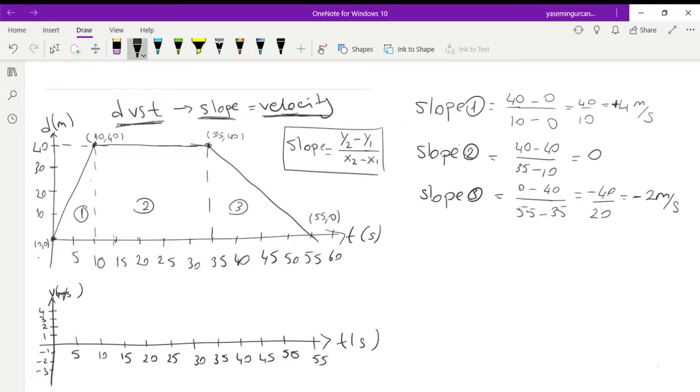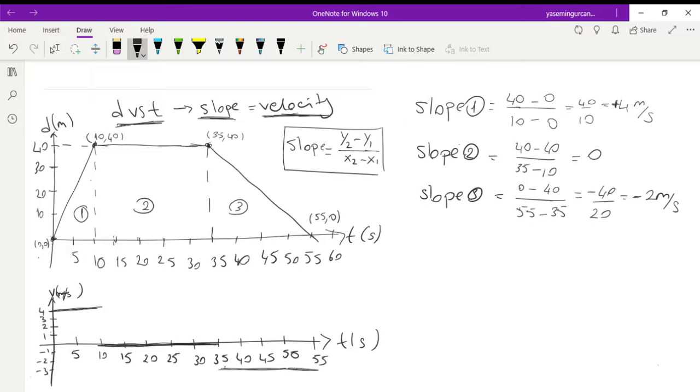Because I calculated the slopes for these three regions, I can draw a graph of velocity versus time for this specific motion. From 0 to 10 seconds, the velocity was positive 4, so I'm going to put a horizontal line, which means the velocity was constant in this time interval until 10 seconds. Then from 10 to 35, the velocity was 0, so you make sure that it is visible from 10 to 35 seconds. It is stationary. From 35 to 55, it goes to minus 2. So something like this. My drawings might not be perfect, but I'm trying. 55, I said, right?